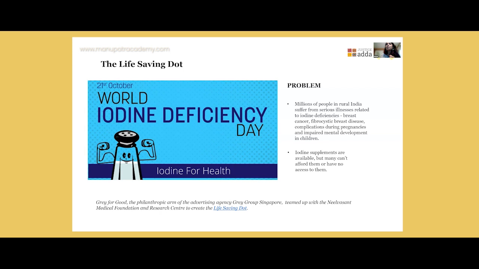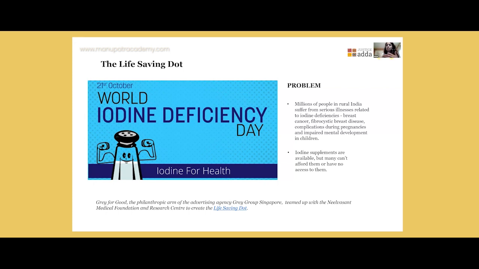And while iodine supplements are available, people either cannot afford them, or even if they can afford them, and if the supplements are not very expensive, they're not aware of how exactly to use them. And that awareness that this is important for me and I need to use it every day doesn't quite exist. So that in itself is a very big problem that needs to be solved.